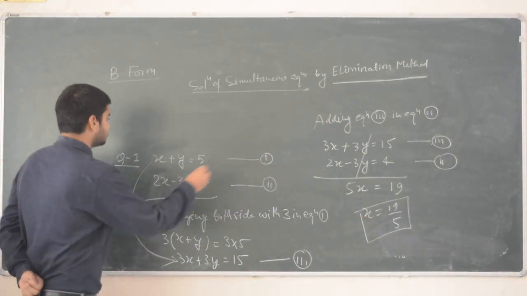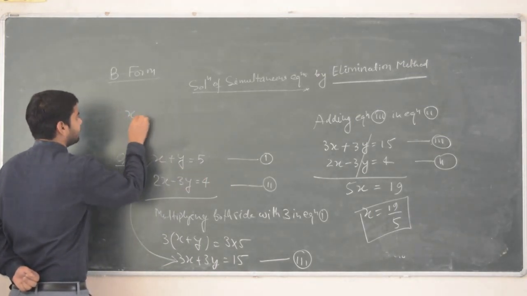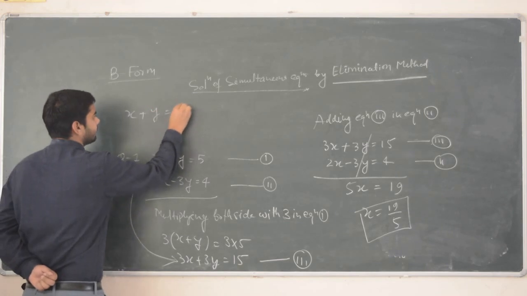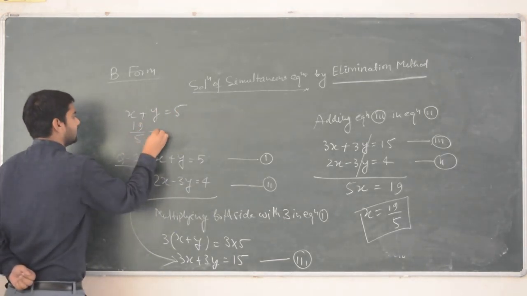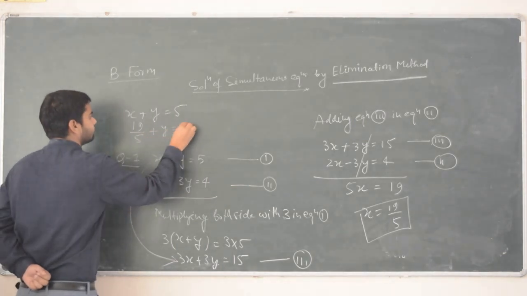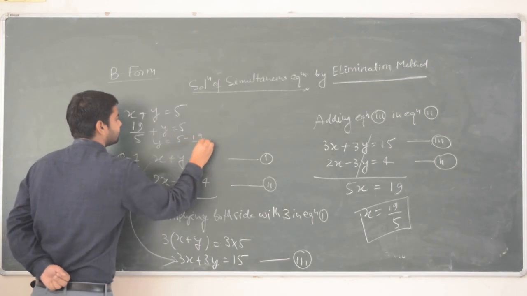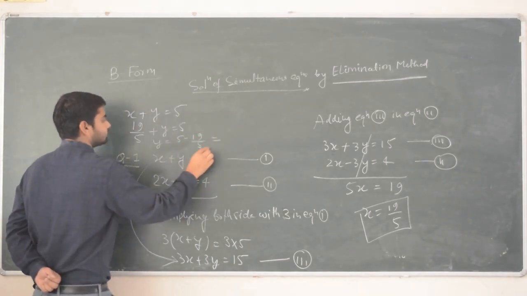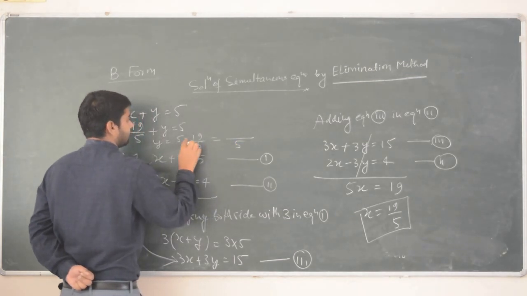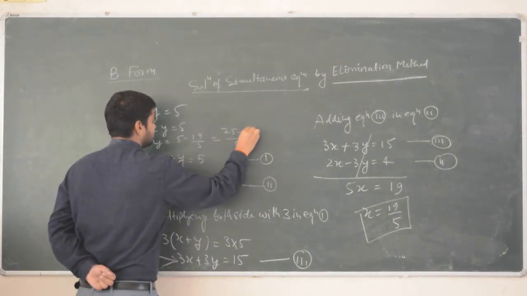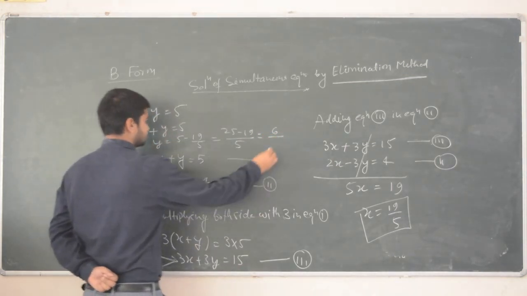And if x equals 19/5, I have to put it here. So we have x plus y equals 5. Now I am going to put x equal to 19/5, so it will be 19/5 plus y equals 5. We can write y equals 5 minus 19/5. Here we can take 5 as the LCM, and we get 5 into 5, 25, minus 19, so we can calculate y as 6/5.